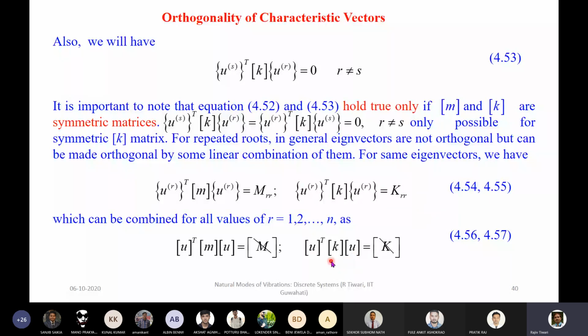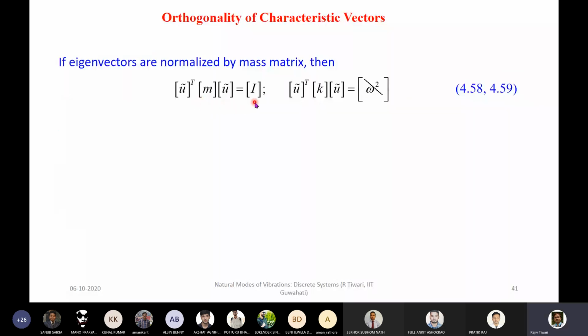If we use mass-normalized vectors, then we will get the mass matrix as the identity matrix, and the stiffness matrix will have the squares of the natural frequencies in the diagonal terms. So this we have already seen in the example also. This is the orthogonality condition, which is very useful, but it is valid for symmetrical mass and stiffness matrices.